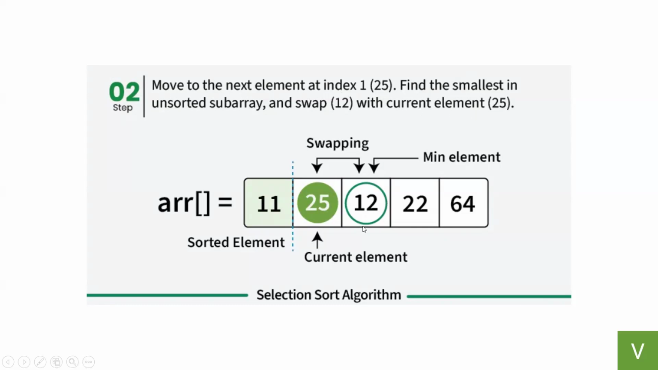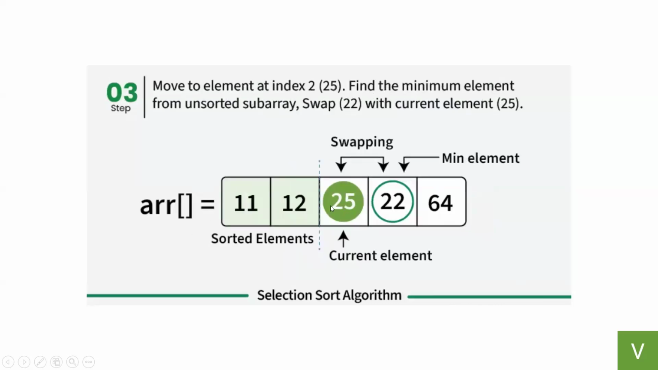Now for the remaining subarray, let us consider 25 to be the smallest element. Let us assume. Now 25 is compared with 12, its corresponding element. Here 12 is the smallest value. Now 12 is compared with 22. Here 12 is the smallest value. Again 12 is compared with the next corresponding element, that is 64. Again here 12 is the smallest value. Now we need to swap 12 with 25. So after swapping both the elements, the resultant array will be like this.